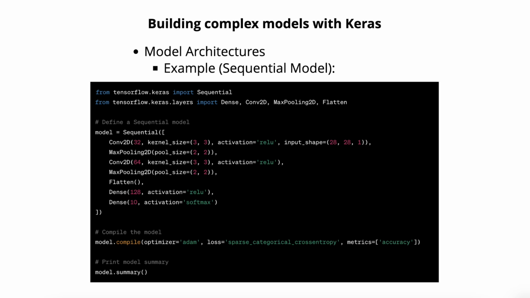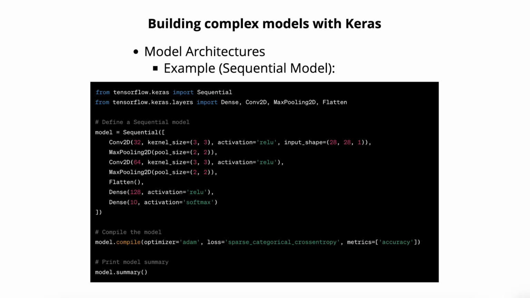So from tensorflow.keras, I'm importing Sequential. Then from tensorflow.keras.layers, I'm importing Dense, Conv2D, MaxPooling2D, and Flatten. Then I create the model variable and pass it Sequential, passing the Conv2D having 32 filters, kernel size is 3,3, activation is relu, input shape is 28 by 28 by 1. Next, we give the MaxPooling2D, pool size is 2 by 2.